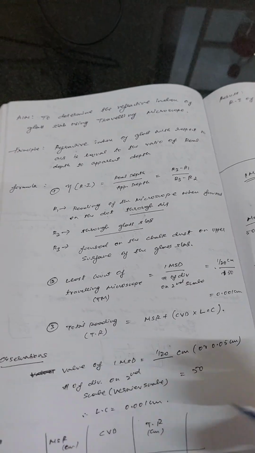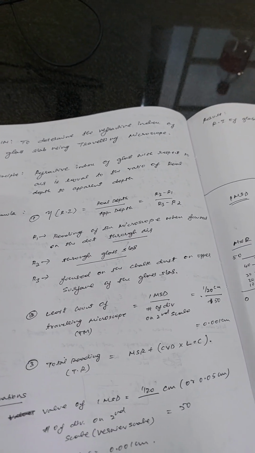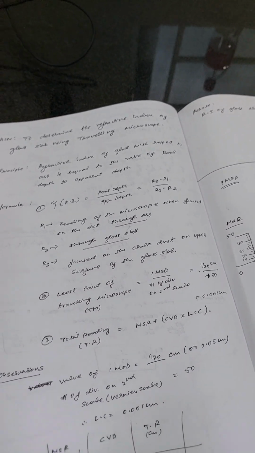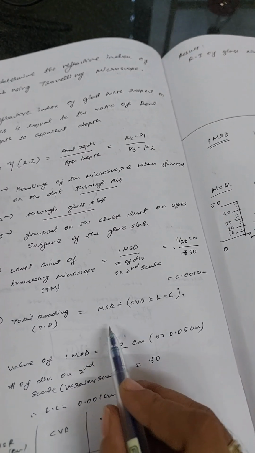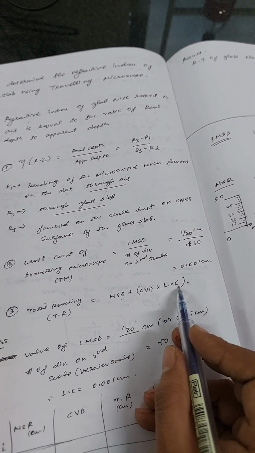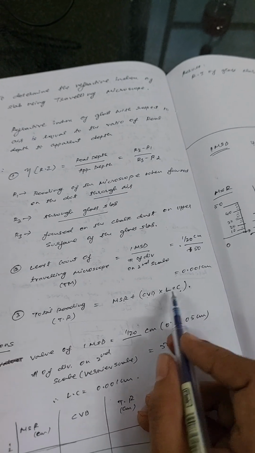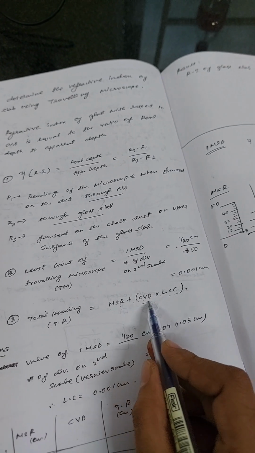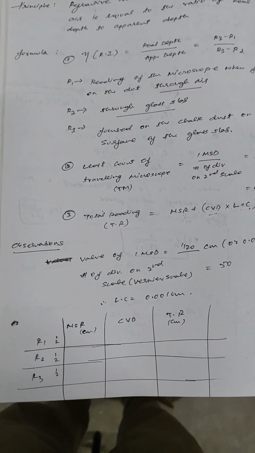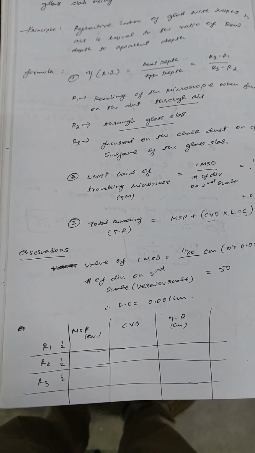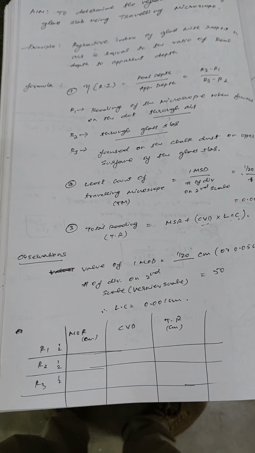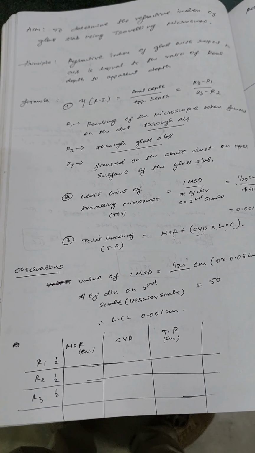The third formula is the total reading. Why total reading? Because we are adding up two readings, one reading from the main scale or primary scale and one reading from the vernier scale or secondary scale. So that's what I have written: main scale reading plus coinciding vernier scale division into least count. We already know the least count. In this experiment we will be finding the MSR and CVD. And this is the observation table. Basically you have to calculate R1, R2, R3 twice, that means first R1, R2, R3, and then again R1, R2, R3, then take an average.